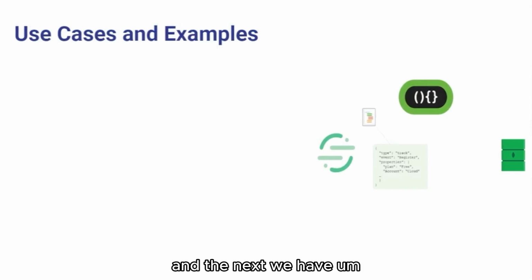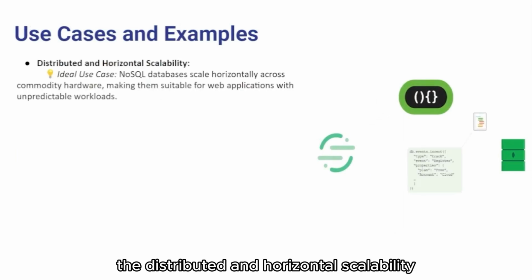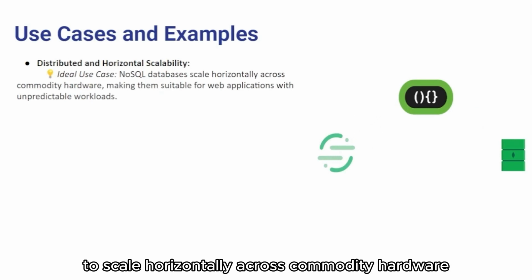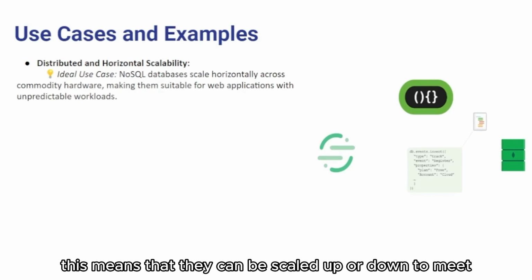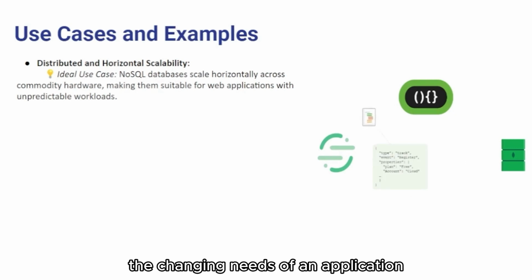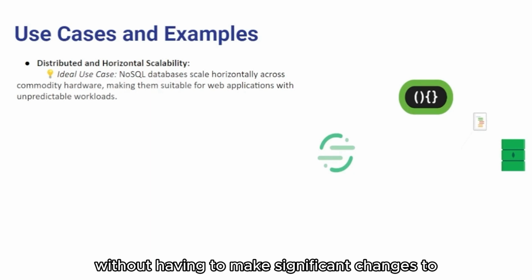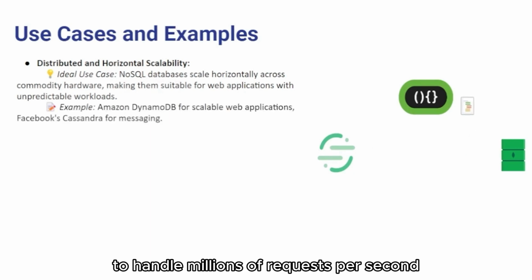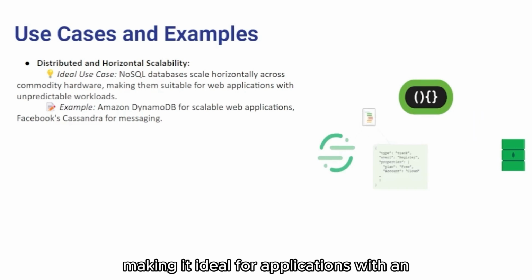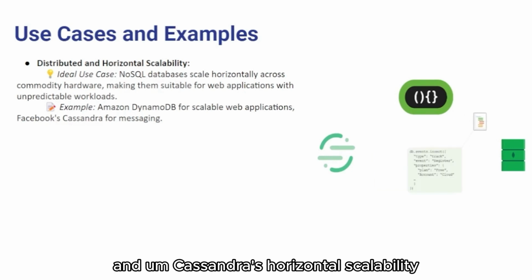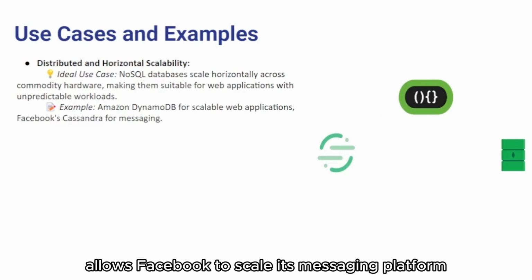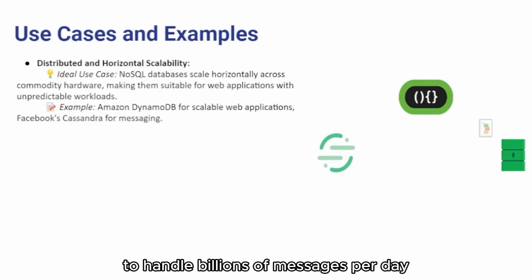And then next we have distributed and horizontal scalability. NoSQL databases are designed to scale horizontally across commodity hardware. This means that they can be scaled up or down to meet the changing needs of an application without having to make significant changes to the application structure. For example, DynamoDB can scale to handle millions of requests per second, making it ideal for applications with unpredictable workloads. And Cassandra's horizontal scalability allows Facebook to scale its messaging platform to handle billions of messages per day.